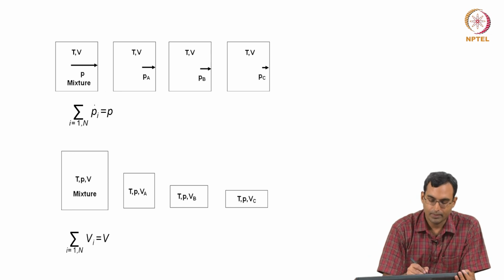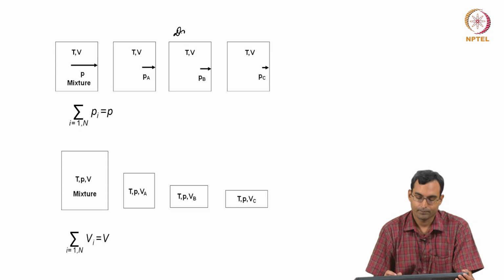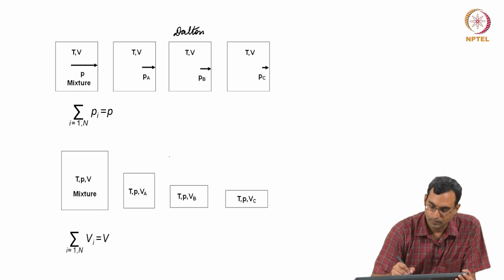So, what we see is that the total pressure is got by summing up the individual pressures, and that is essentially what we have here. So, this is because of Dalton.